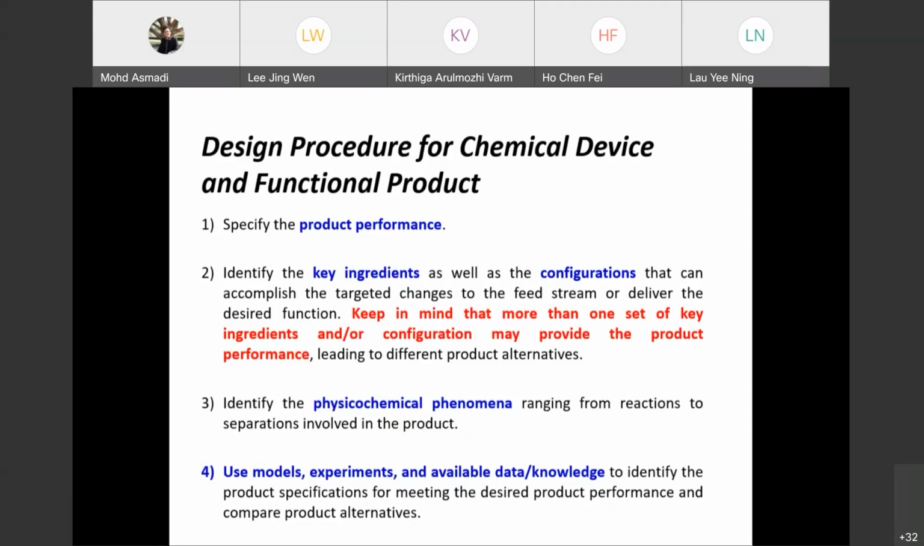Is it clear? These steps you have to remember. Product performance, key ingredient and configuration. Key ingredient is the compound. Configuration is like a shape, the size, that is configuration. And then physical chemical phenomena, as well as models and experiments.